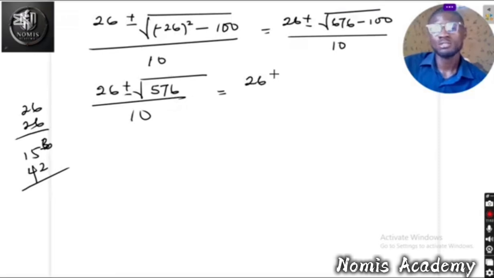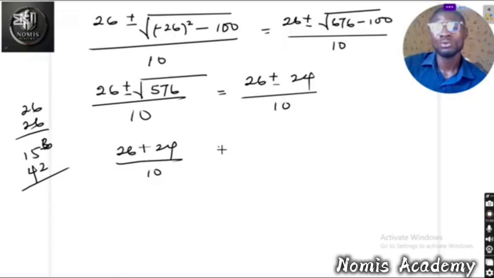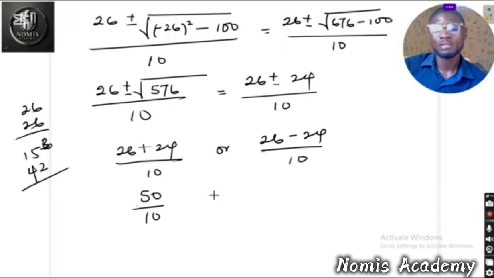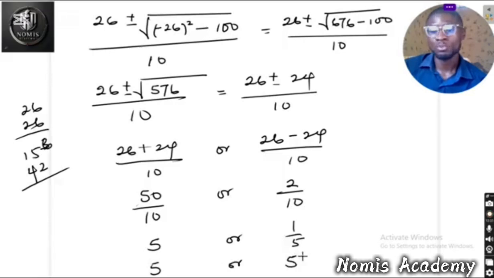So this becomes 26 plus or minus 24 all over 10. So we have to split what we have there. So 26 plus 24 all over 10, or 26 minus 24 over 10. So in this part we have 50 divided by 10, or 2 divided by 10. So 50 divided by 10 is 5, or 1 over 5. So we have 5, or 5 raised to the power of minus 1.